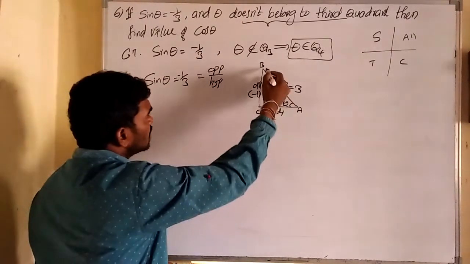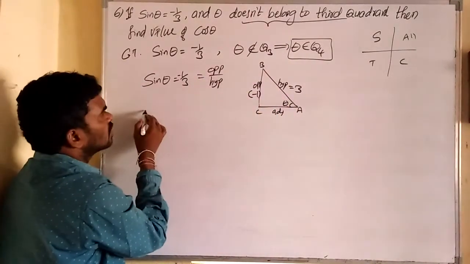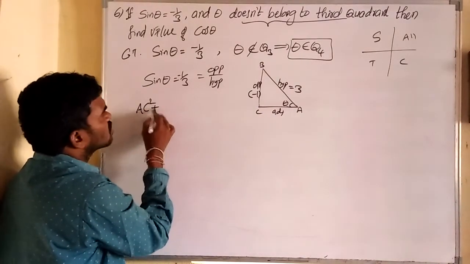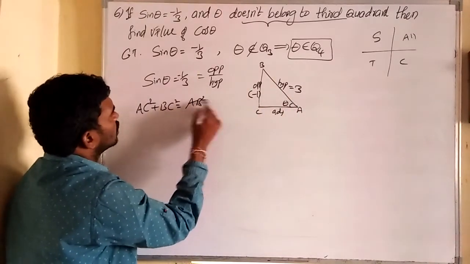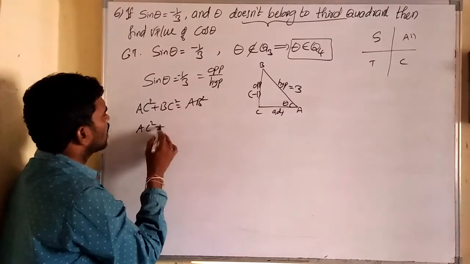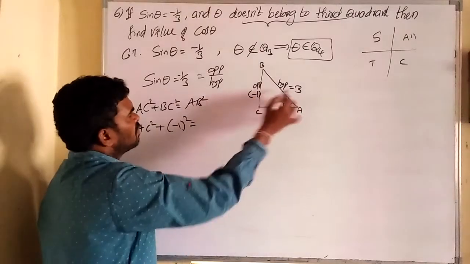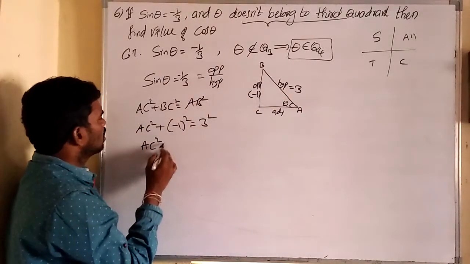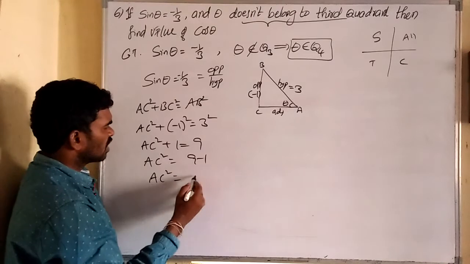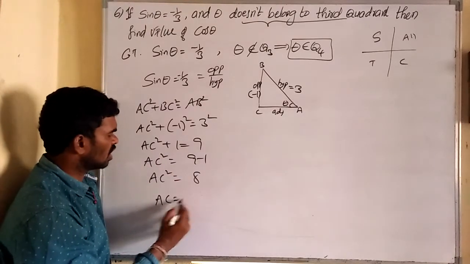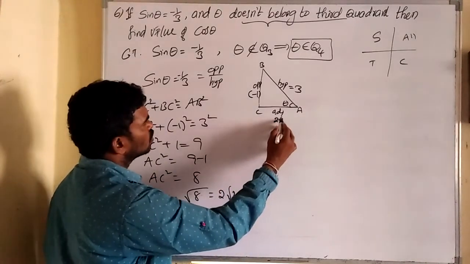This is the hypotenuse, and these are the sides. So side square plus side square equals hypotenuse square. AC we don't know, that we have to find. BC is minus 1, and minus 1 whole square gives plus 1. AB is 3 squared. So AC square plus 1 equals 9, AC square equals 9 minus 1, which is 8. So AC equals root 8, that is 2 root 2.